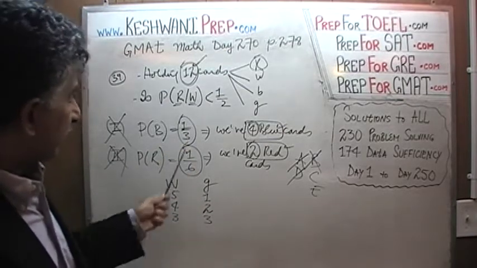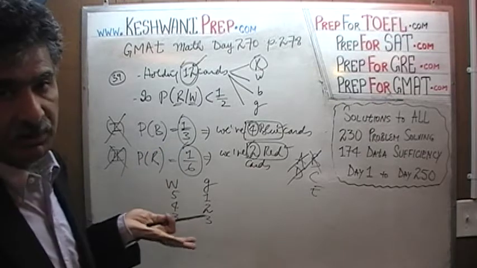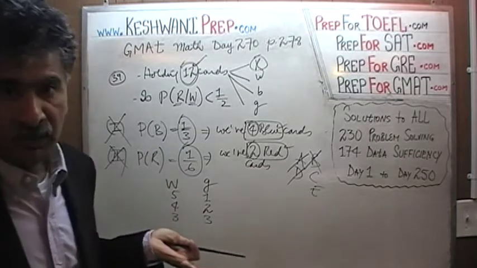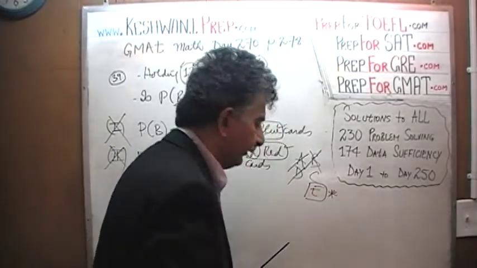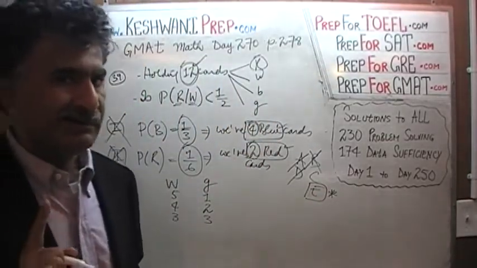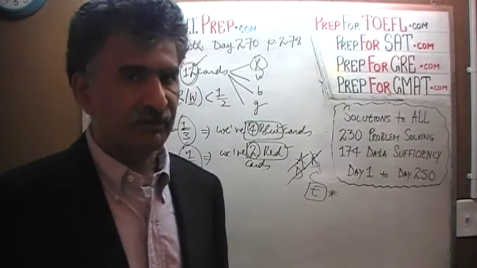Depending on how many white cards we have, the odds of picking either a red one or a white one will keep on changing. Putting the two statements together also does not get us anywhere. The answer is E. That's it, we are done as far as the exam is concerned.